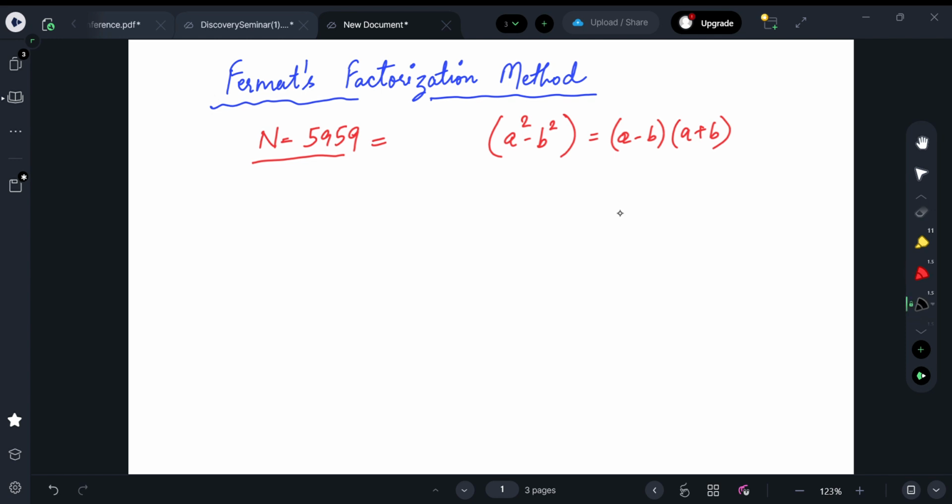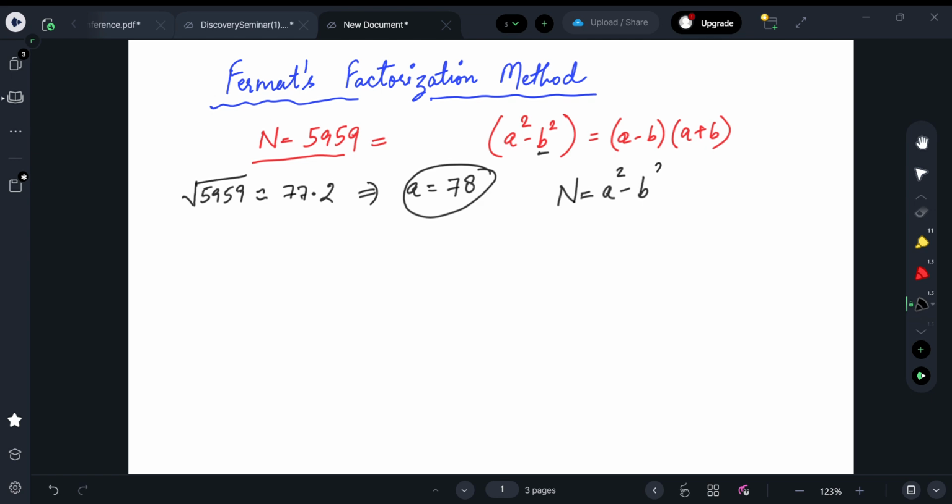You first find the square root of your given integer. The square root of this is approximately 77.2. We always round up, so we take our a to be 78. Now I have to compare my b squared. According to Fermat, n equals a squared minus b squared for some b. Here a is 78 squared, and I have to look for a b squared that works out, so I'll keep increasing a and see which one fits.